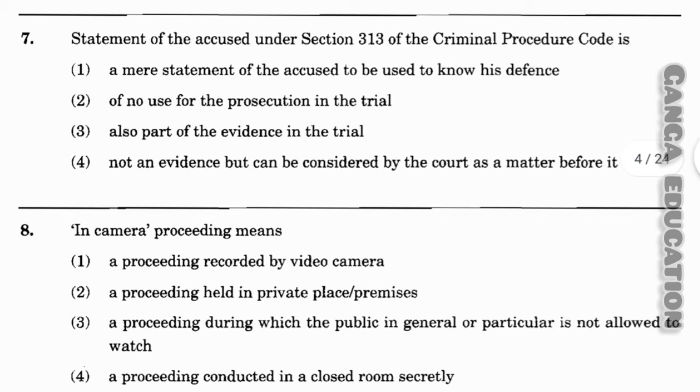Now question number 7. Statement of the accused under section 313 of the Criminal Procedure Code is option number 1, a mere statement of the accused to be used to know his defense. Option number 2, of no use for the prosecution in the trial.